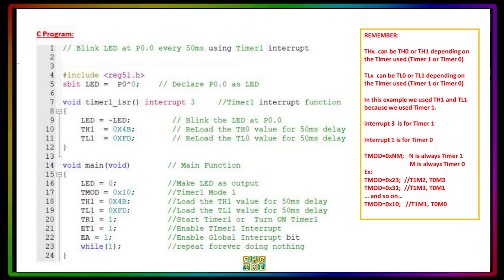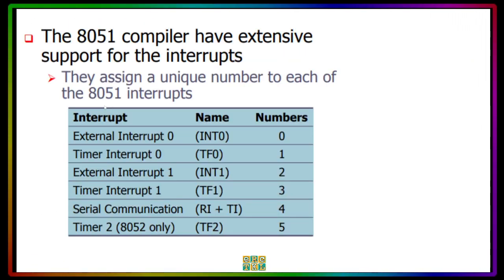But take note that the TH1 and TL1 here can be TH0, TL0, TR0, depending on what timer number you are using. So if you're using timer 0, all of these must be 0. Now in this example, we also used interrupt number 3. Although the name of the timer is 1, do not put interrupt 1 here. We have to put interrupt 3 if it is timer 1, because number 3 is the assigned number for timer 1 interrupt. And timer 0 interrupt is number 1.